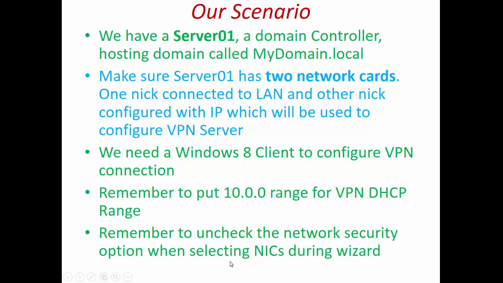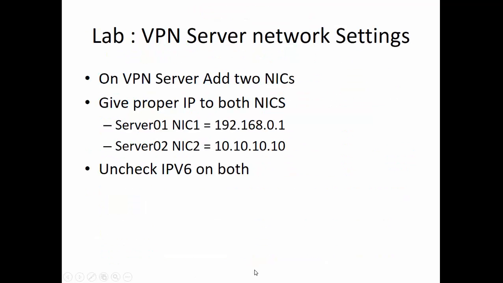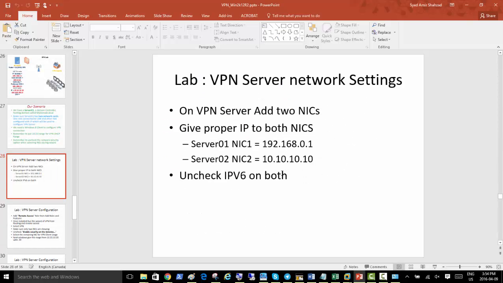Remember to uncheck the network security option when selecting. Okay, VPN server network settings. On the VPN server, add 2 NICs. Let's do that now. Give proper IPs to both NICs. One already has the 192.168.200 IP. The second one is 10.10.10.10. Both should be on the same VMnet 12, exactly. So let's do that. I'm just going to start doing that.